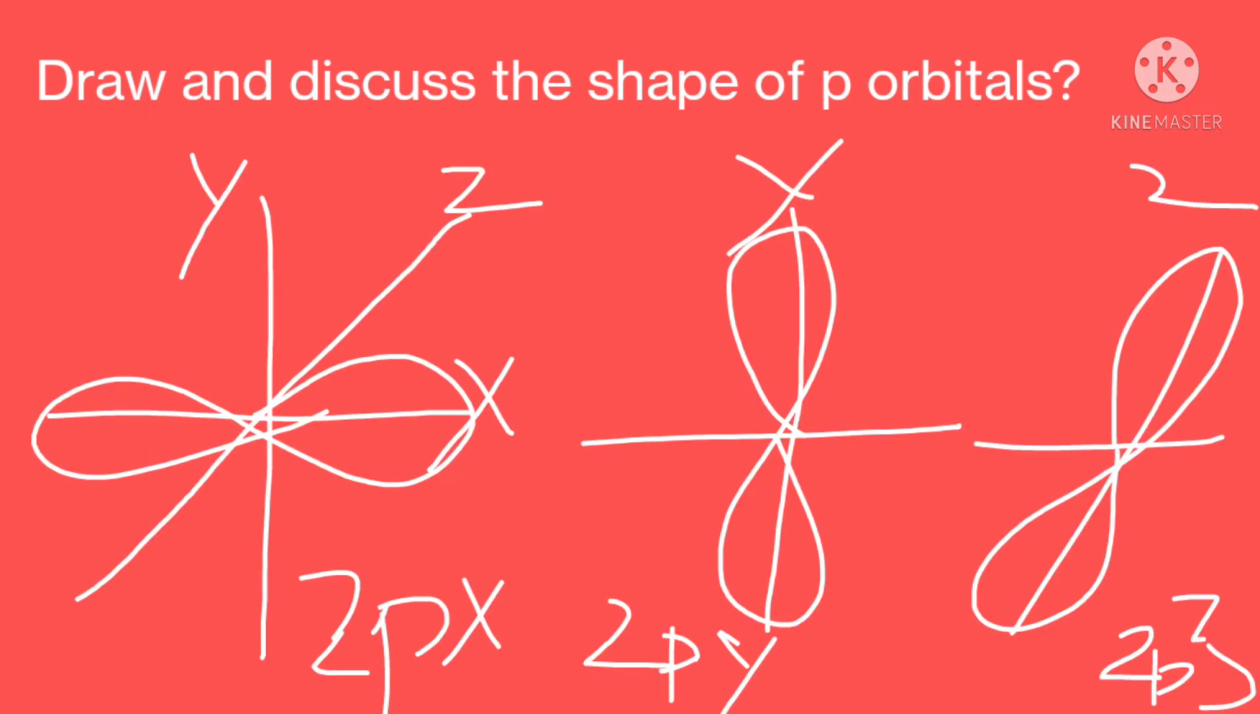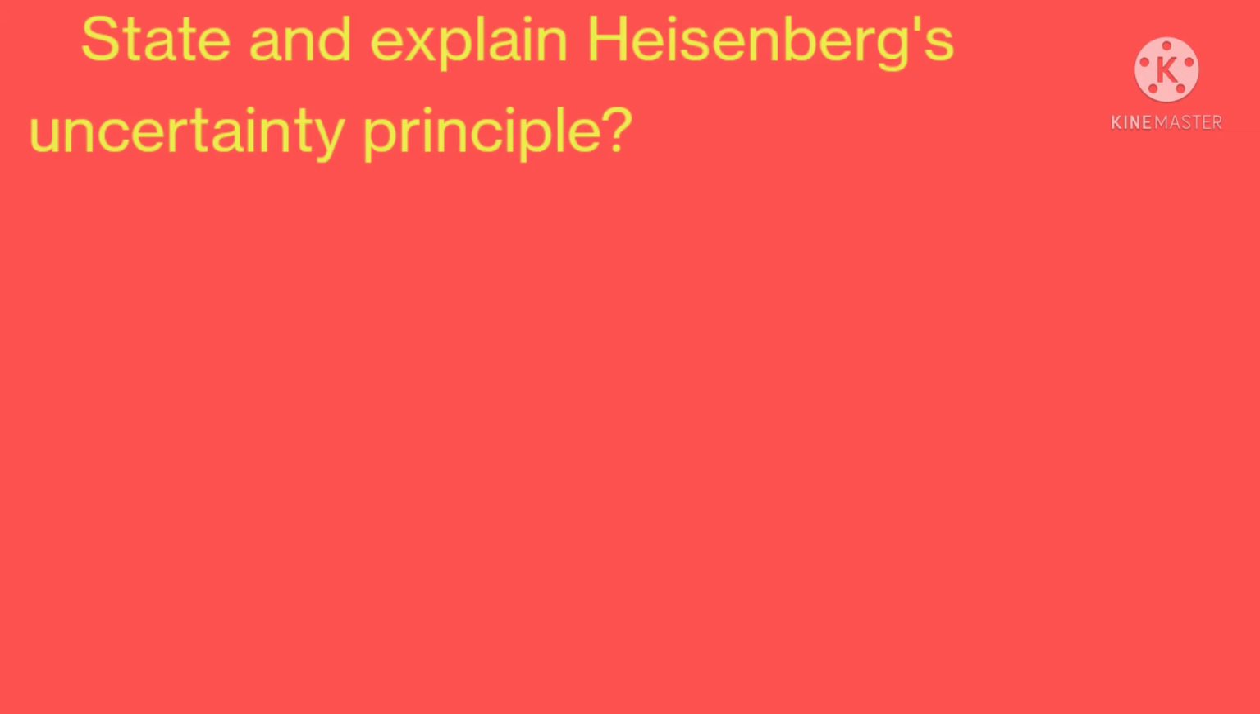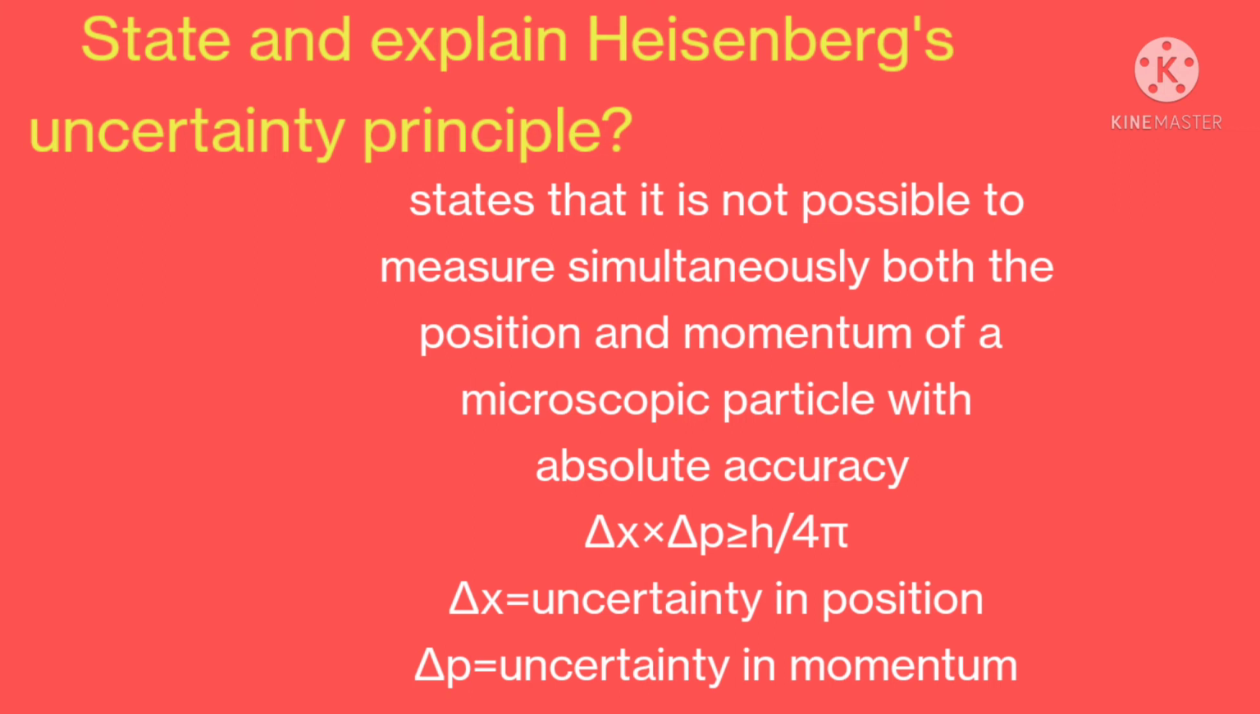Draw and discuss the shape of p orbitals. So p orbitals are dumbbell shaped and present along x, y and z axes. So these are the shapes along x, y and z axes. State and explain Heisenberg's uncertainty principle. It states that it is not possible to measure simultaneously both the position and momentum of a microscopic particle with absolute accuracy. Mathematically, uncertainty in position into uncertainty in momentum is always greater than or equal to h by 4 pi, where delta x is uncertainty in position and delta p in momentum.